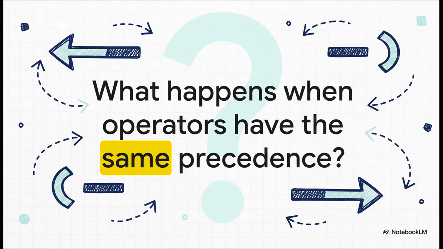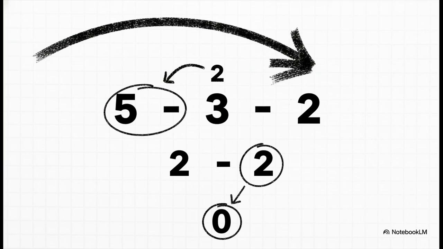Okay, but what happens when operators have the same level of precedence, like in this expression? This is where that tiebreaker rule we talked about, associativity, comes into play. Most operators in C, and that includes subtraction, are left-to-right associative. That just means the computer works its way from left to right. It does 5 minus 3 first, which gives it 2, and then it takes that result and does 2 minus 2, leaving us with a final answer of 0.